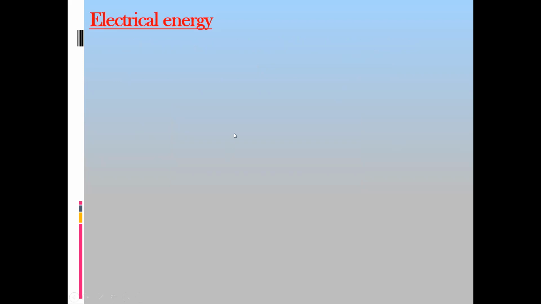Electrical energy. What is electrical energy? Energy due to moving charges. Normally, what are the charges moving in the wires? In the wire we have electrons. So energy due to the moving charges is called electrical energy.